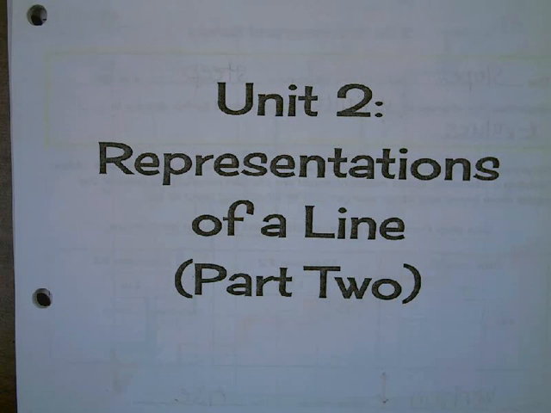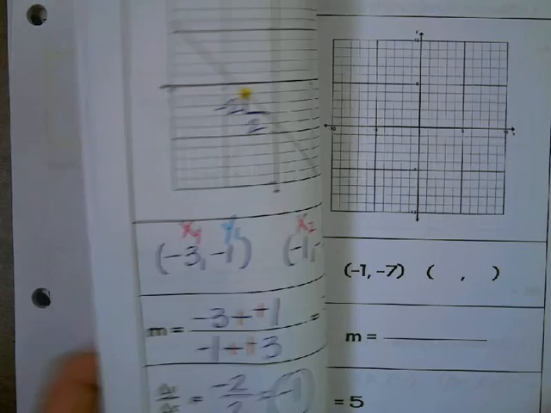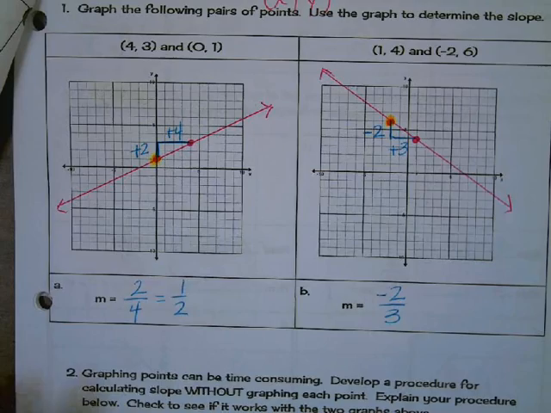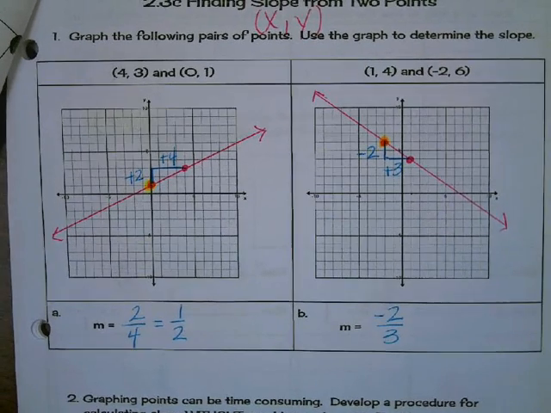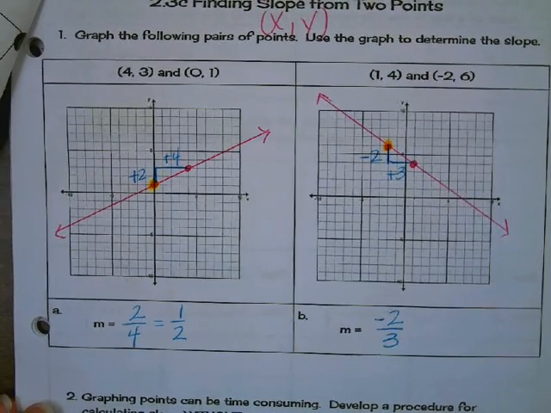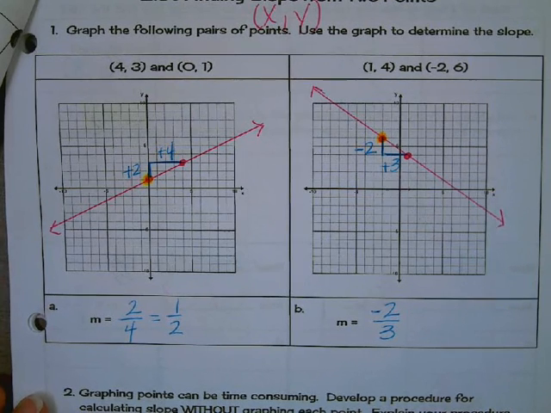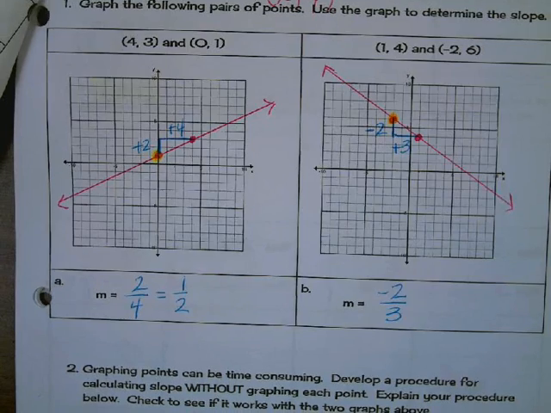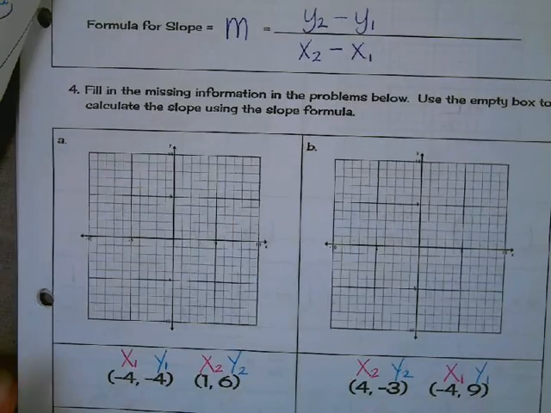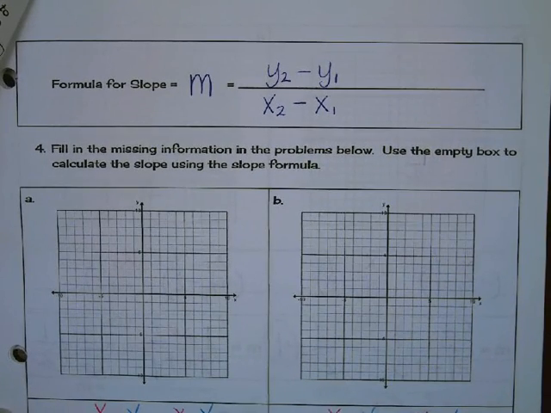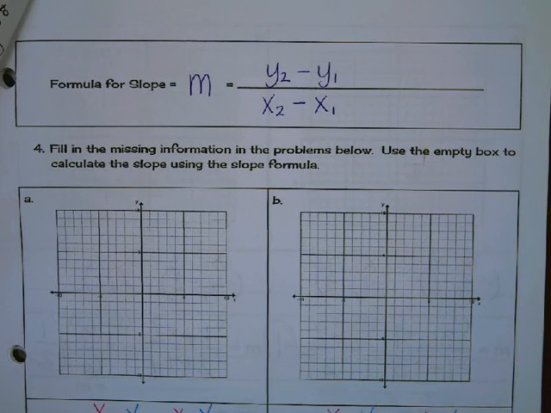All right, good morning. Make sure you have out your packet, your Unit 2 representation of a line, Part 2. We're going to flip to our 2.3c, and where we ended up on Friday was that we were coming up with a set of points, drawing in a line, and being able to determine that slope. And then we determined that there was actually an easier way to do that by using our formula for slope, where y2 minus y1 over x2 minus x1.